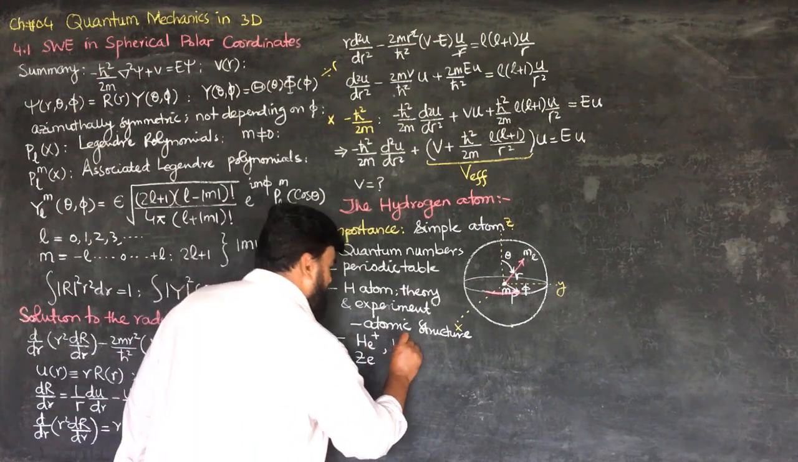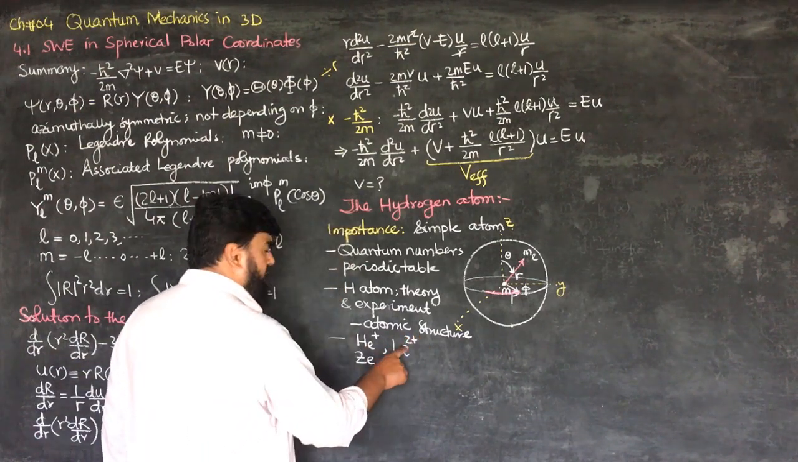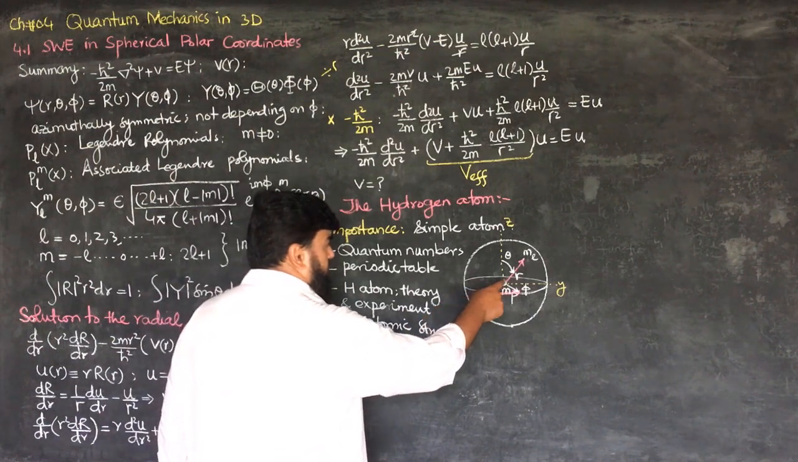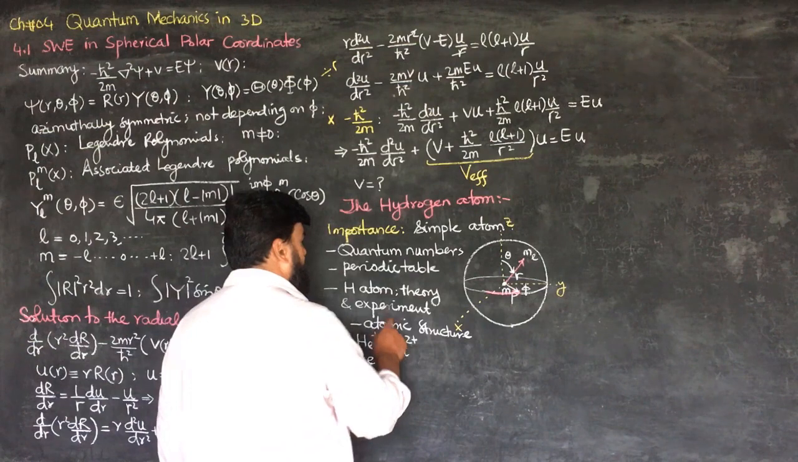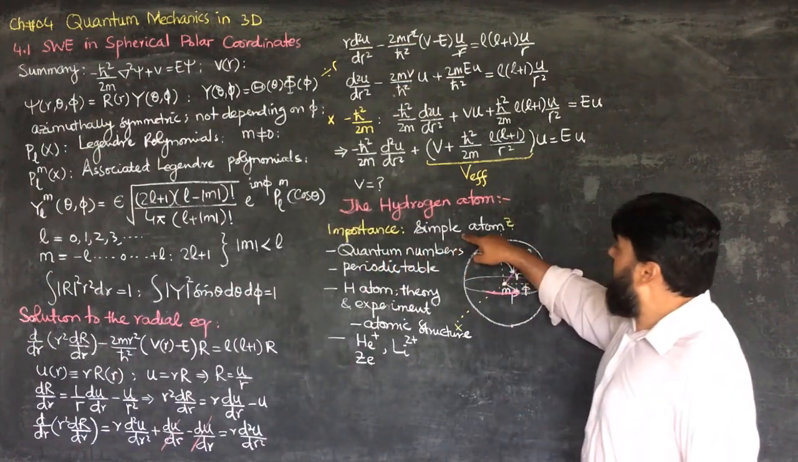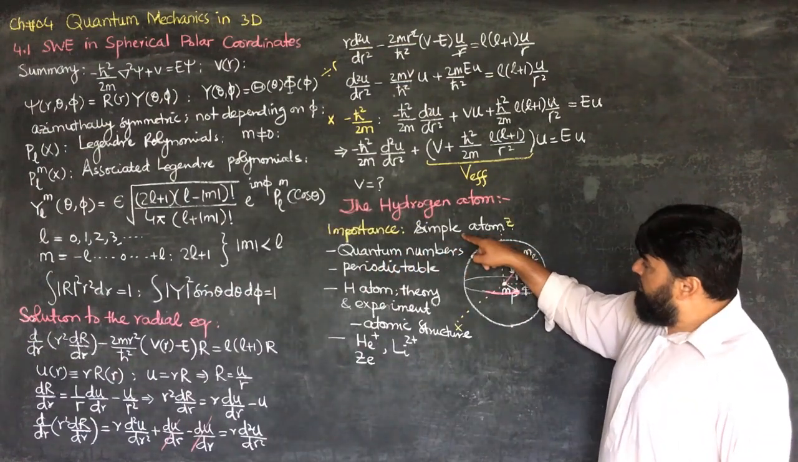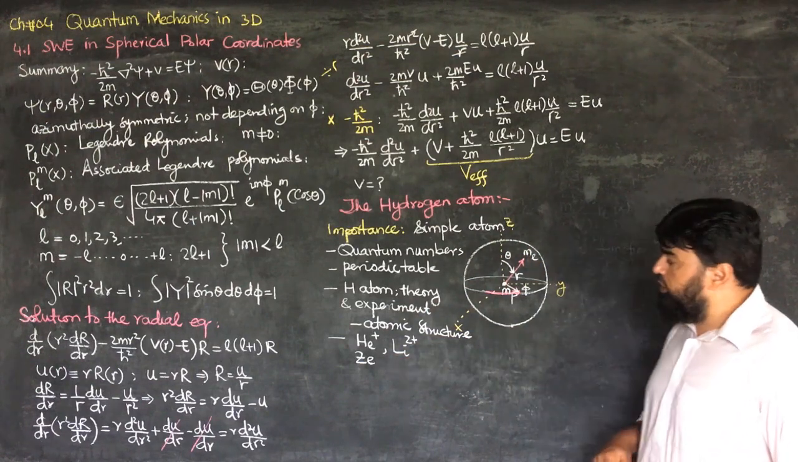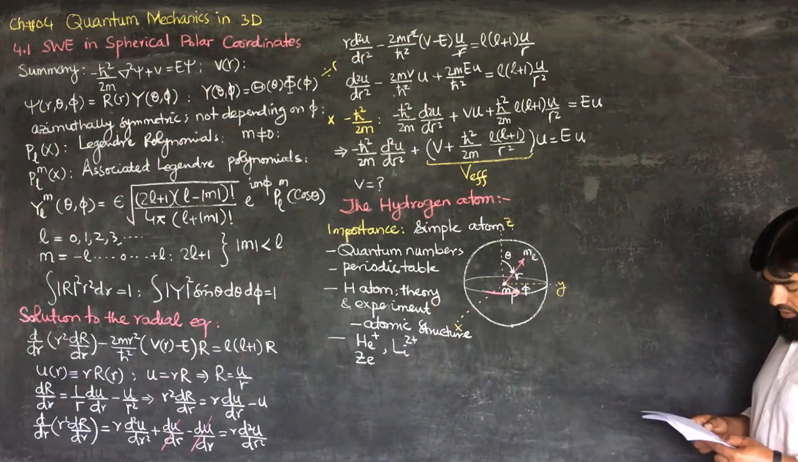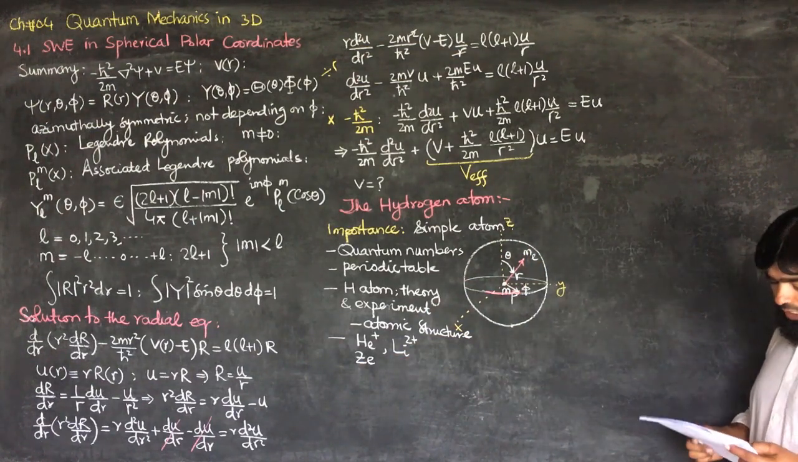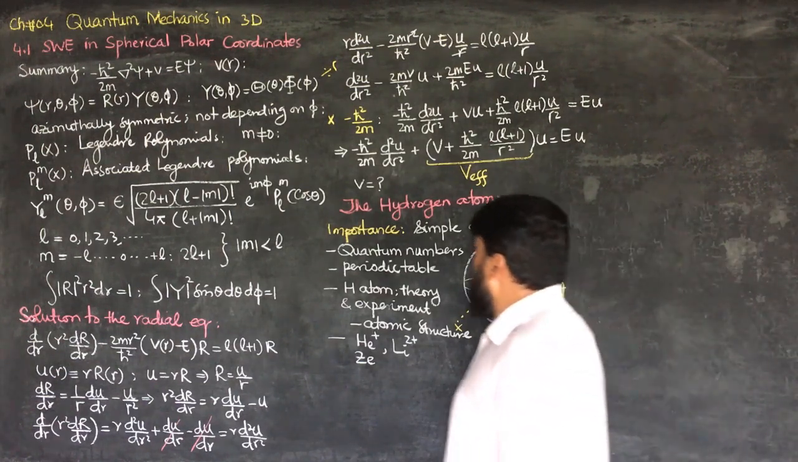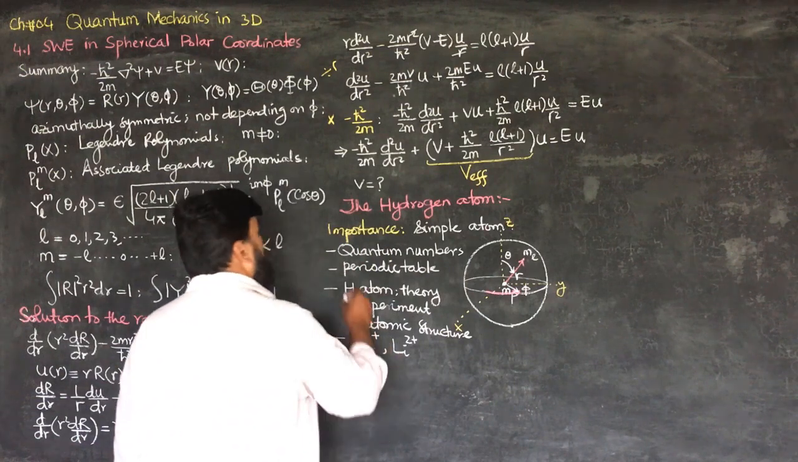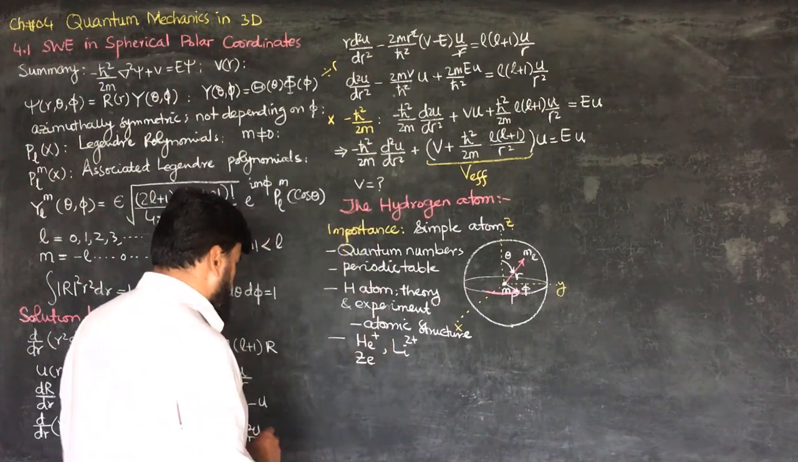Now lithium 2 plus has 3 protons here, but again one electron is going around it, so we can extend the simple hydrogen atom assumptions to these atoms as well, these ions as well. That's the reason that we want to study the hydrogen atom.